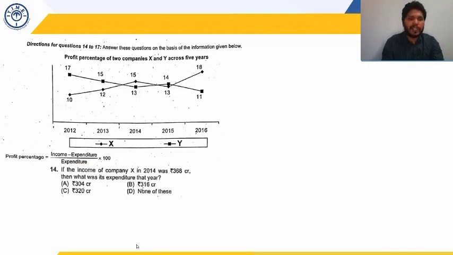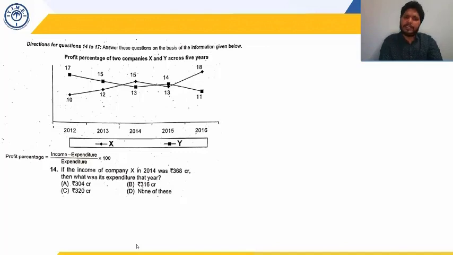Question number 14 is: if the income of company X in 2014 was rupees 368 crores, then what was its expenditure that year? Okay, so the income is given for 2014.